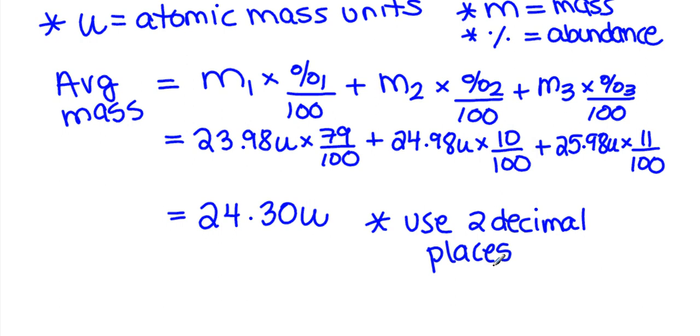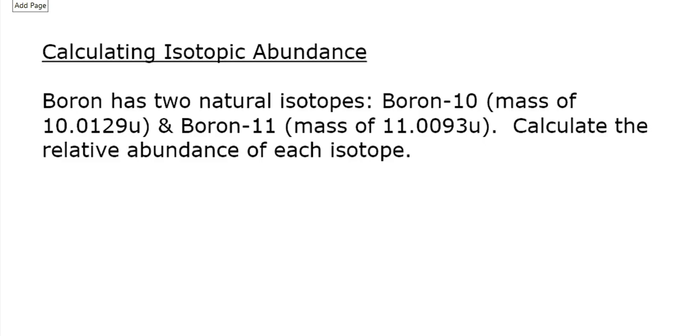So that's one type of problem you'll run into where you'll have to calculate average atomic mass. Let's try another problem. What if instead of calculating the average mass, they ask you to calculate the isotopic abundance, the percentage? So let's look at this question and break down how we're going to tackle it. Boron has 2 isotopes, boron 10 and boron 11, and we have specific masses for each. We want to calculate the relative abundance of each isotope. Again, remember, if you hear abundance, it means find the percentage of each isotope.